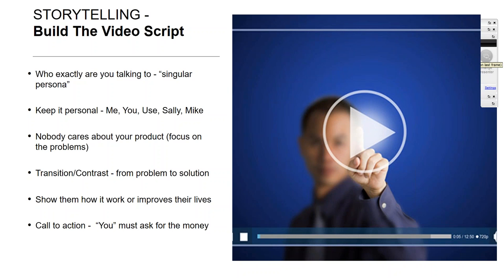And again, focus not on your product, because no one cares about your business in that sense. They care about how your business can help them: what's a problem you can solve for them, what's a pleasure you can give them. That's where you want to focus most of your video time. And a very powerful tool to use in your video is what we call transition and contrast.